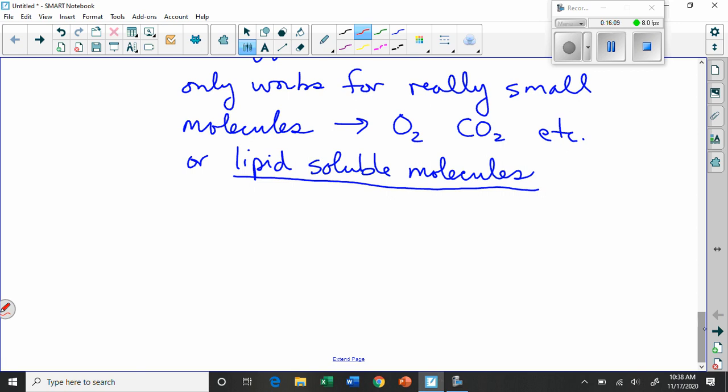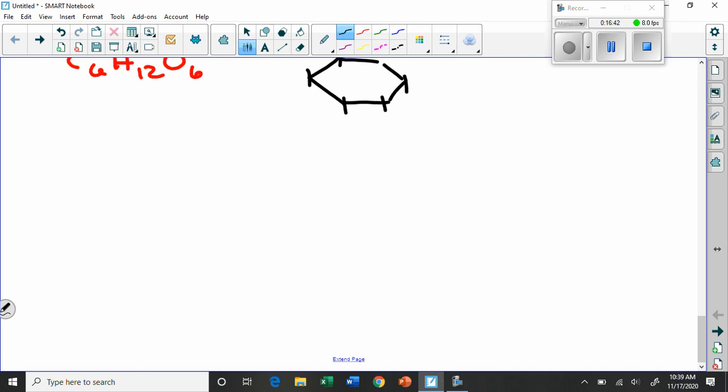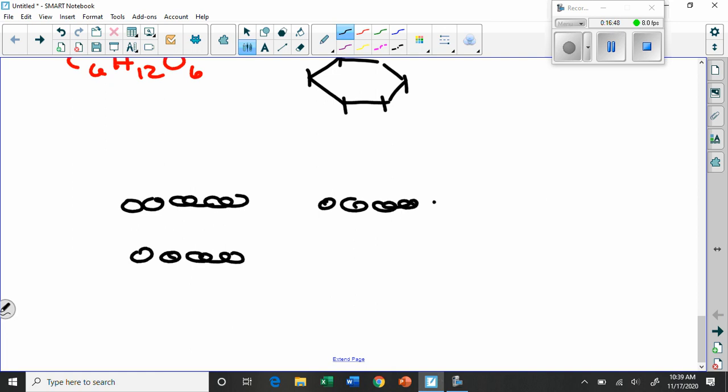Now, what happens if you're bigger? What if you're a molecule of, say, glucose? C6H12O6. That's a lot of atoms. And if you draw a picture of glucose, it looks like a shape like this, a big sort of hexagon shape. It's a large molecule. And there's no way that it would be able to squeeze through a membrane, even if there was a concentration gradient. So what happens if you have a membrane? And this time we're going to put a gate in there because we're going to need help.